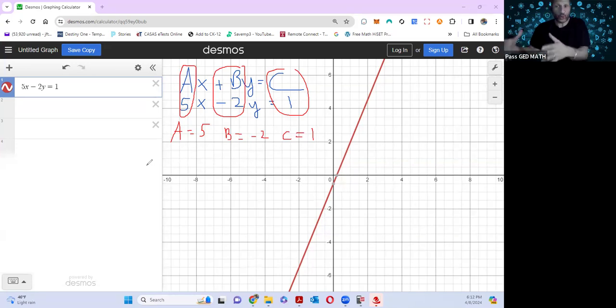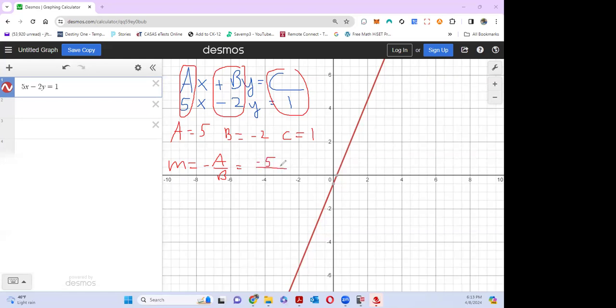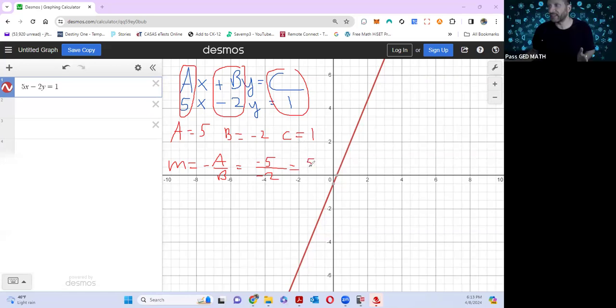So I gave you a shortcut. This is not how they want you to find the slope and y-intercept on the GED exam. What I'm doing is giving you a shortcut. And to find the slope, you take the opposite of a and put it over b. So if a is 5, the opposite of a is what? Negative, -5. B is -2. Two negatives make a what? A positive. So the slope of this line is 5 over 2.